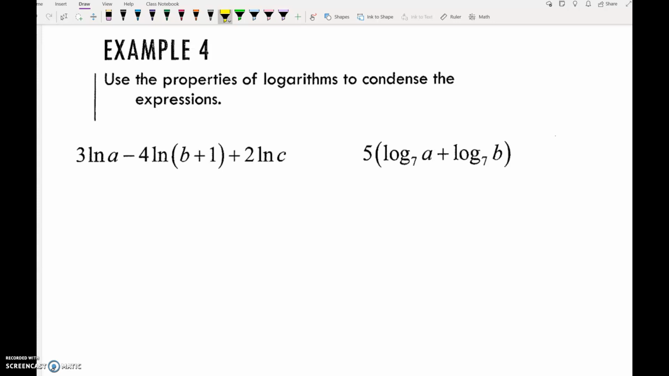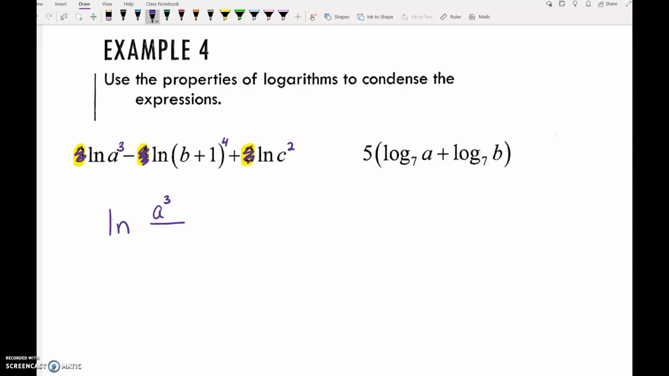Okay, I'll be honest, this one is a little bit weird, but I'm going to start with my coefficients, moving those back into the position of exponents. So that's really a to the 3rd, and b plus 1 to the 4th, and c squared. All right, so I've got ln, and I see that there's subtraction in here, so I know that there's division. The a to the 3rd, that logarithm is positive, so a to the 3rd is going to be on the top.